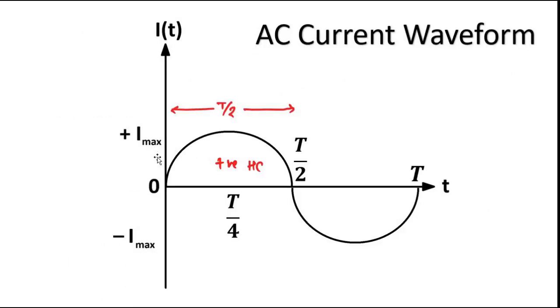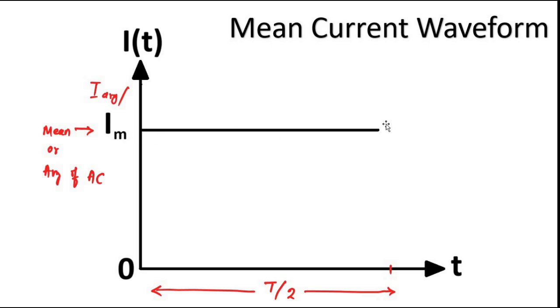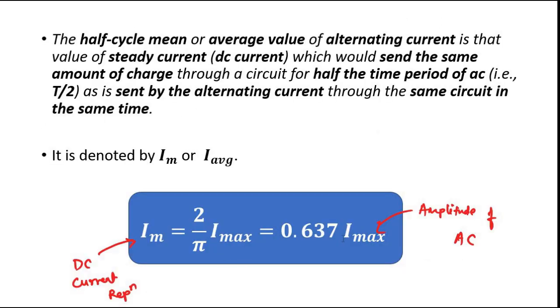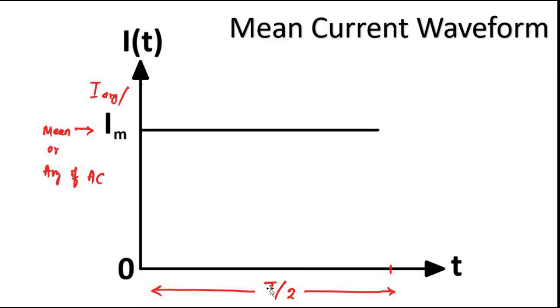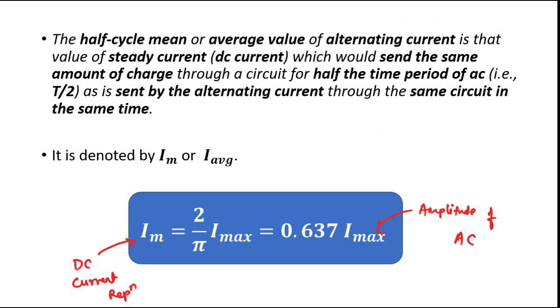So what it means, this positive half cycle of duration T by 2 will send the same amount of charge as is done by this DC current I mean, which is equal to 2 by pi I max or 0.637 I max, for the same duration T by 2 for the same circuit. Now how we got this value, we will find out through mathematical derivation. Okay, so up to this is clear.